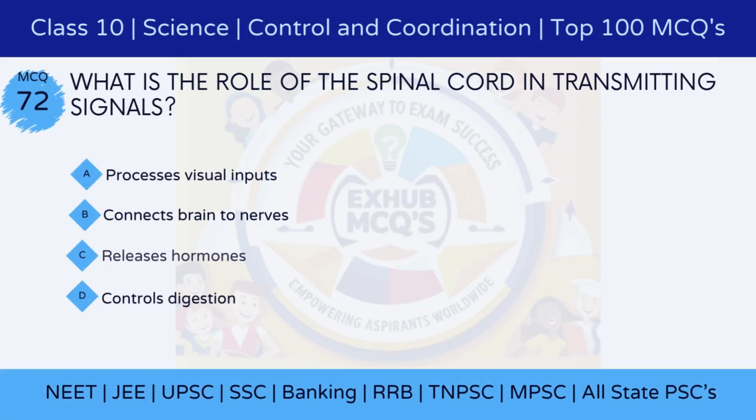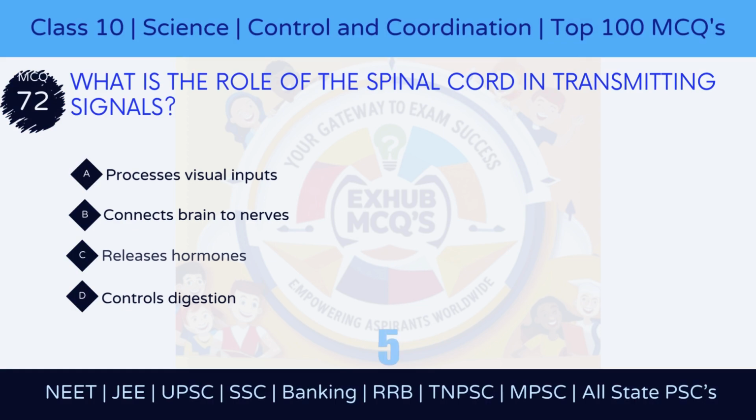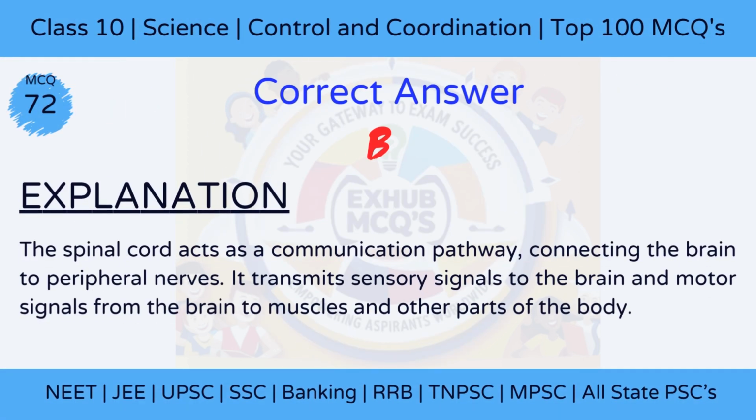MCQ 72. What is the role of the spinal cord in transmitting signals? Option A, processes visual inputs. Option B, connects brain to nerves. Option C, releases hormones. Option D, controls digestion. The correct answer is option B, connects brain to nerves.